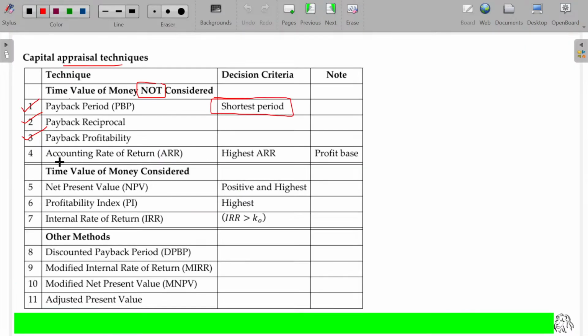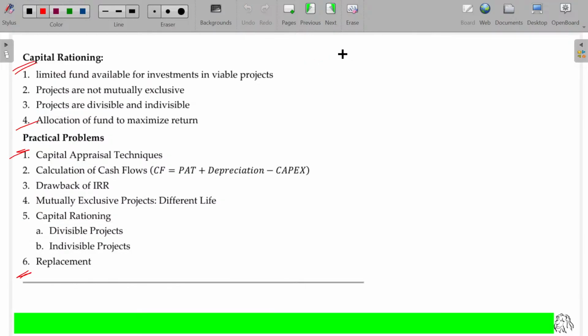Now, in your text, I have given NPV, positive or highest will be chosen. Profitability index, highest will be chosen. And IRR, that IRR should be higher than the Ko will be chosen. The decision criteria also I have given. Clear?